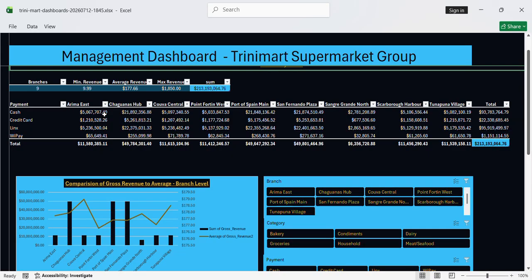I have a summary table on top, which gives branch count 9, the revenue, maximum revenue, and the total gross revenue. That is roughly 213.2 million. This is confirmed by the matrix below, which tracks the payment cards and type. So we have cash, credit, Links, and WePay, which is a payment gateway for the Caribbean region.